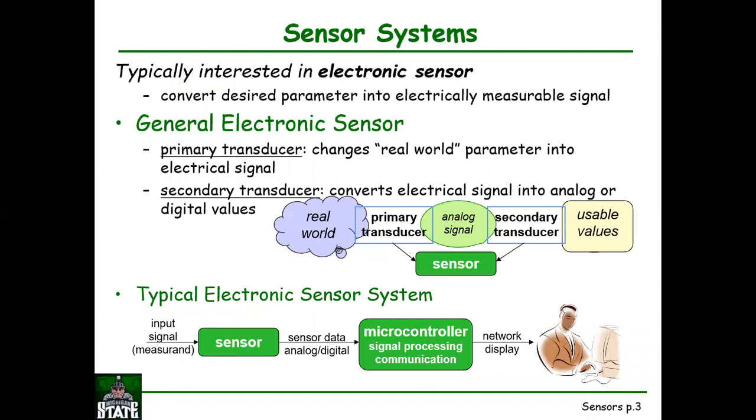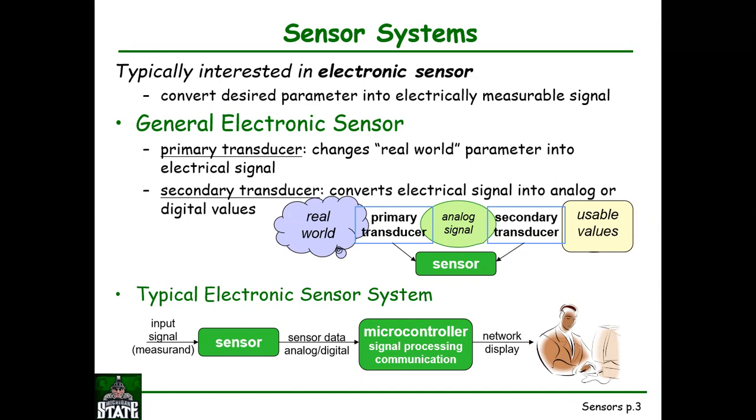Okay, next is your sensor systems. When we are talking about sensor, we always think about electronic sensor, right? There is mechanical sensor also, there are other types of sensor also, but generally we are talking about electronic sensor only. So basically your electronic sensor includes two types. Generally we are talking about two types: first one is your primary transducer, second one is your secondary transducer, right? So what is primary transducer?